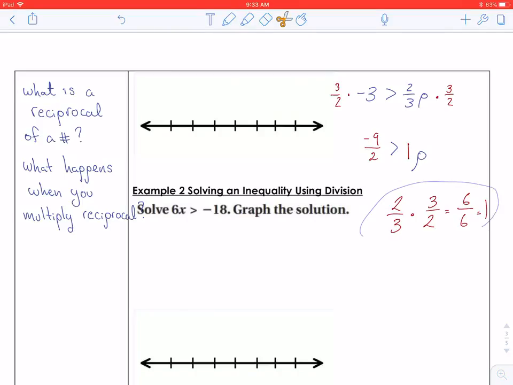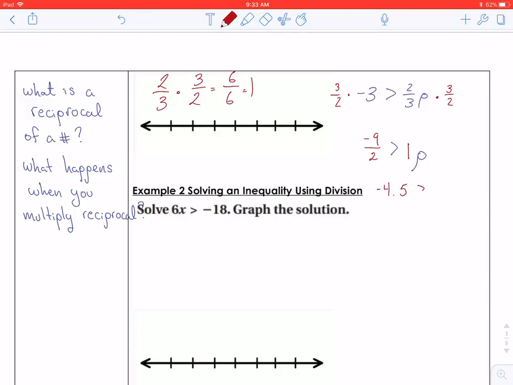I'll put that solution. I'm going to erase this. Do put that somewhere though, so you know that multiplying by a reciprocal equals 1. I do want you to write that down somewhere. And then -9 over 2 converts to -4.5, which is greater than p. Or if you read it backwards, p is less than -4.5. p is all values less than -4.5. Now to graph that, I'd put -4.5.